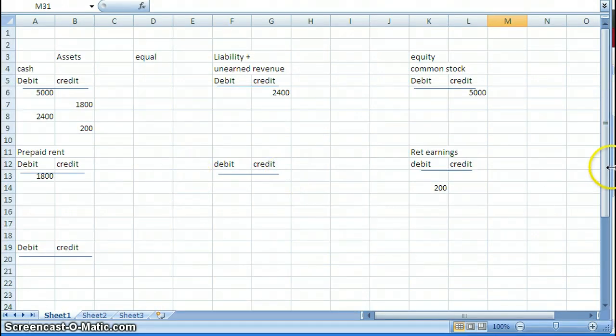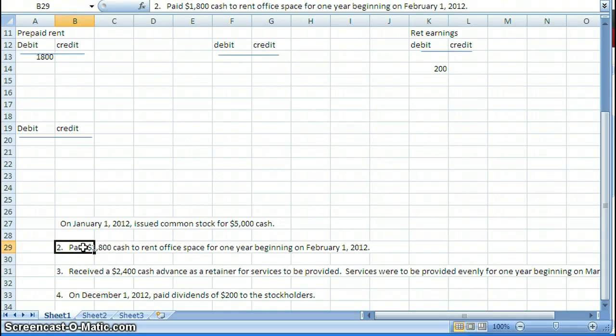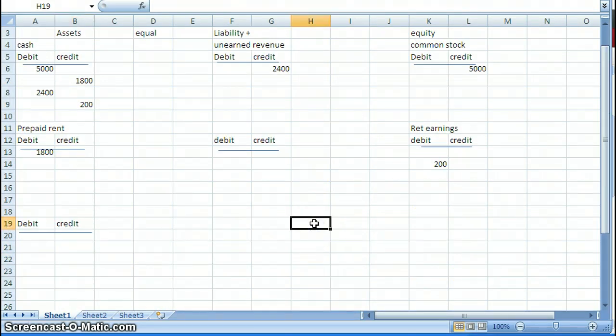The first thing we have to adjust to close out the year is the rent. If we look at the rent, that's $1,800 for the year. And if you just take an equal sum and divide it into 12, that's $150.